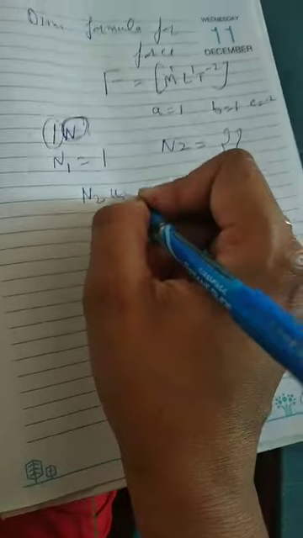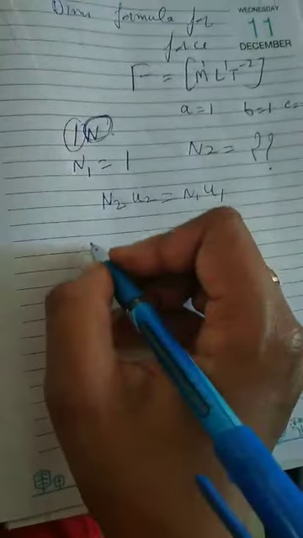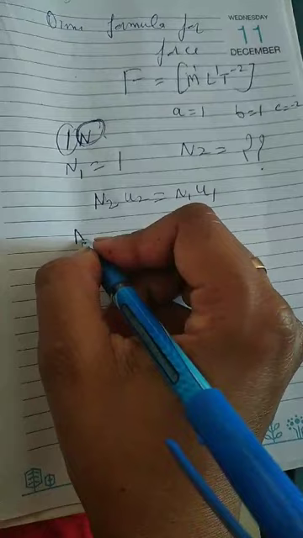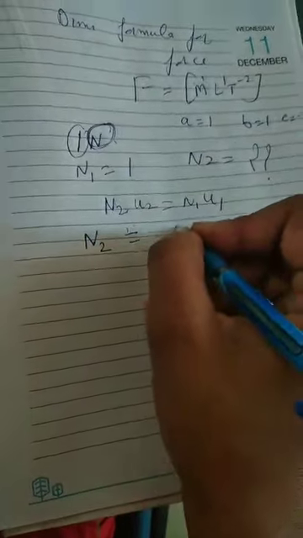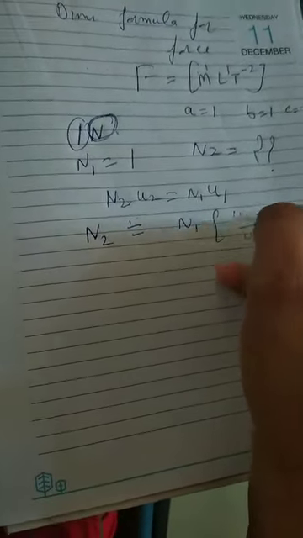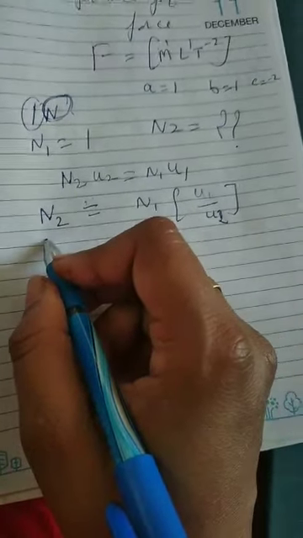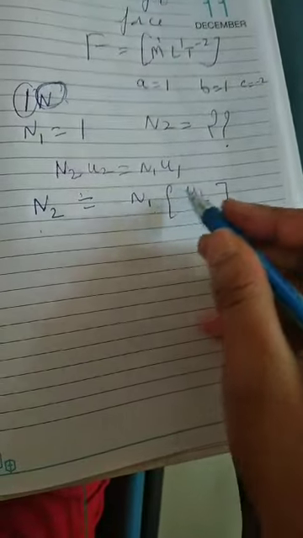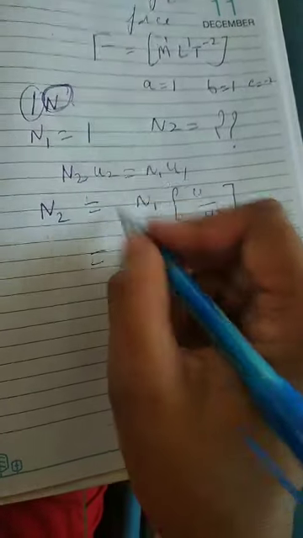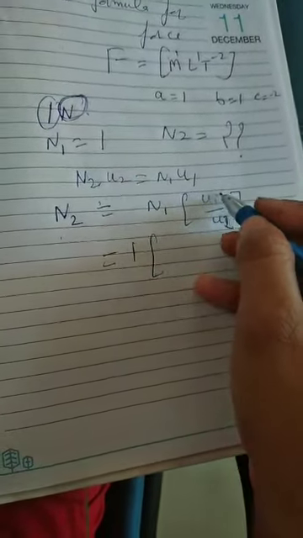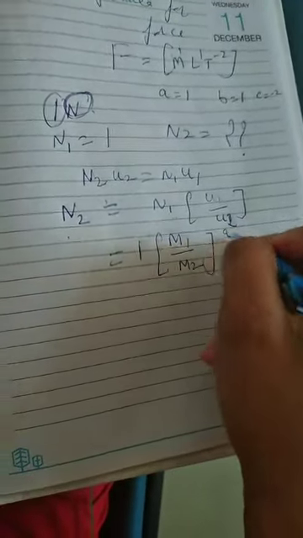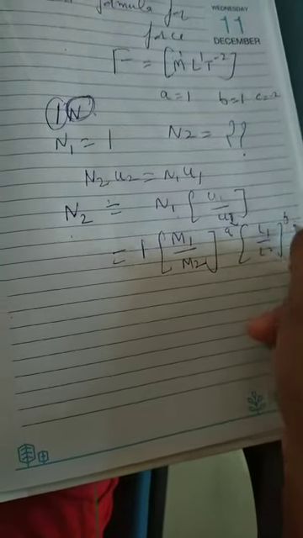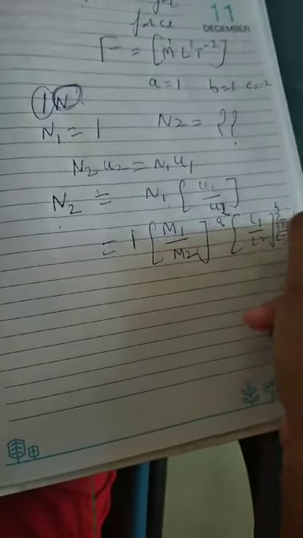According to the formula, we have to find N2. So we will write N2 U2 is equal to N1 U1. We have to find N2, so we write it as N1 U1 upon U2, because in the CGS system we write it as N1 U1 upon U2. N1 is 1. U1 over U2 in terms of mass, length and time is M1 upon M2 raised to power a, L1 upon L2 raised to power b, and T1 upon T2 raised to power c.